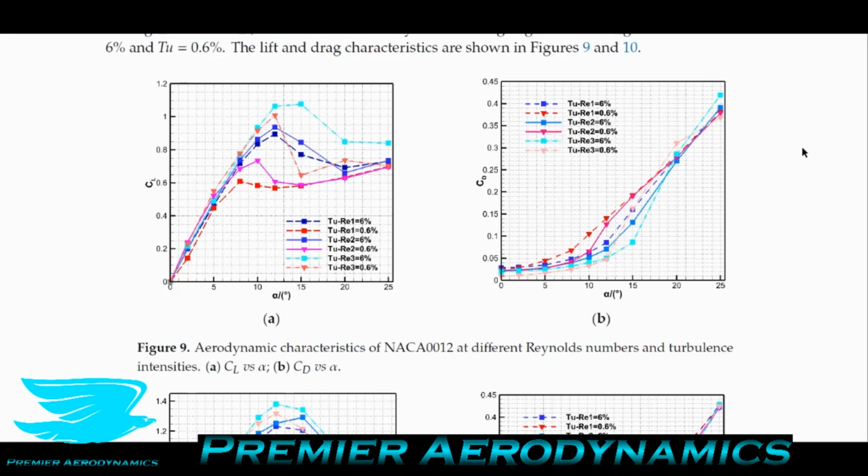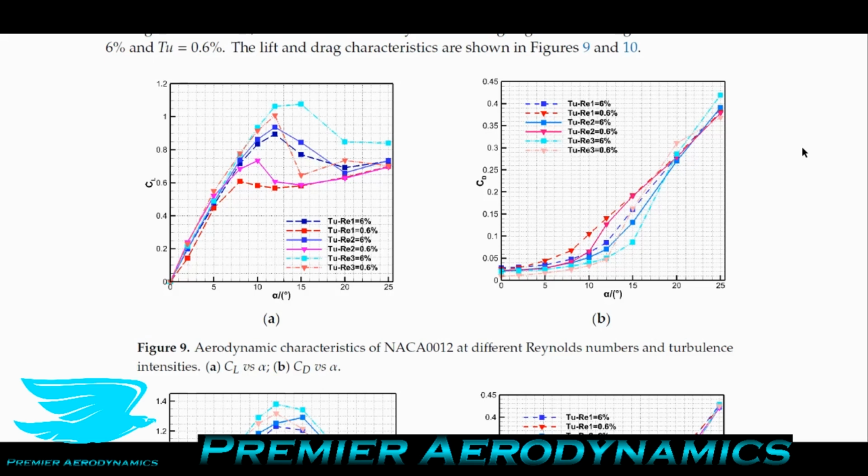So how can you overcome this? How can you delay stall? An obvious way is to increase the velocity near the boundary layer. So if you look at a laminar boundary layer profile compared to a turbulent boundary layer profile, they're fairly different because the velocity near the wall for a turbulent boundary layer profile is very fast compared to a laminar boundary layer.